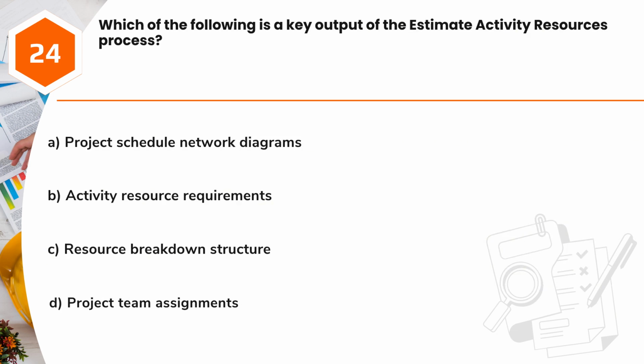Question 24. Which of the following is a key output of the estimate activity resources process? A. Project schedule network diagrams. B. Activity resource requirements. C. Resource breakdown structure. D. Project team assignments.